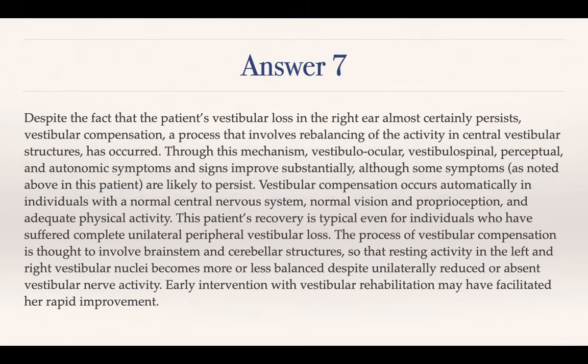This patient's recovery is typical even for individuals who have suffered complete unilateral peripheral vestibular loss. The process of vestibular compensation is thought to involve both the brainstem and the cerebellar structures, so that resting activity in the left and right vestibular nuclei become more or less balanced despite unilaterally reduced or absent vestibular nerve activity.